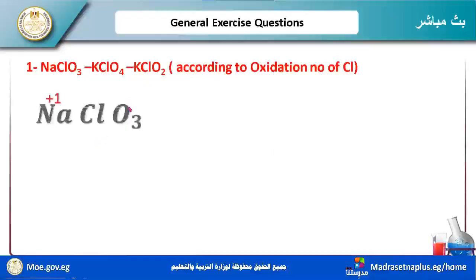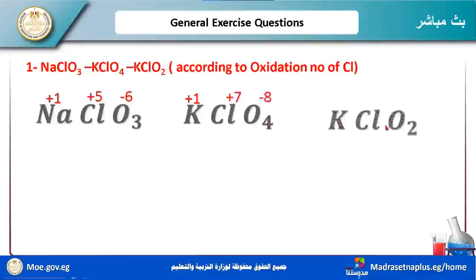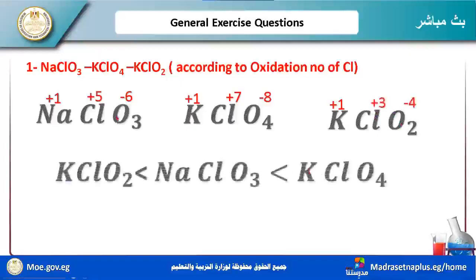Now we have NaClO3: negative 2 times 3 equals negative 6. Sodium is positive 1, so chlorine is positive 5. Now KClO4: potassium is positive 1, oxygen is negative 2 times 4 equals negative 8, so chlorine is positive 7. Now KClO2: potassium is positive 1, oxygen equals negative 2 times 2 equals negative 4, so chlorine is positive 3. So we have positive 5, positive 7, positive 3.